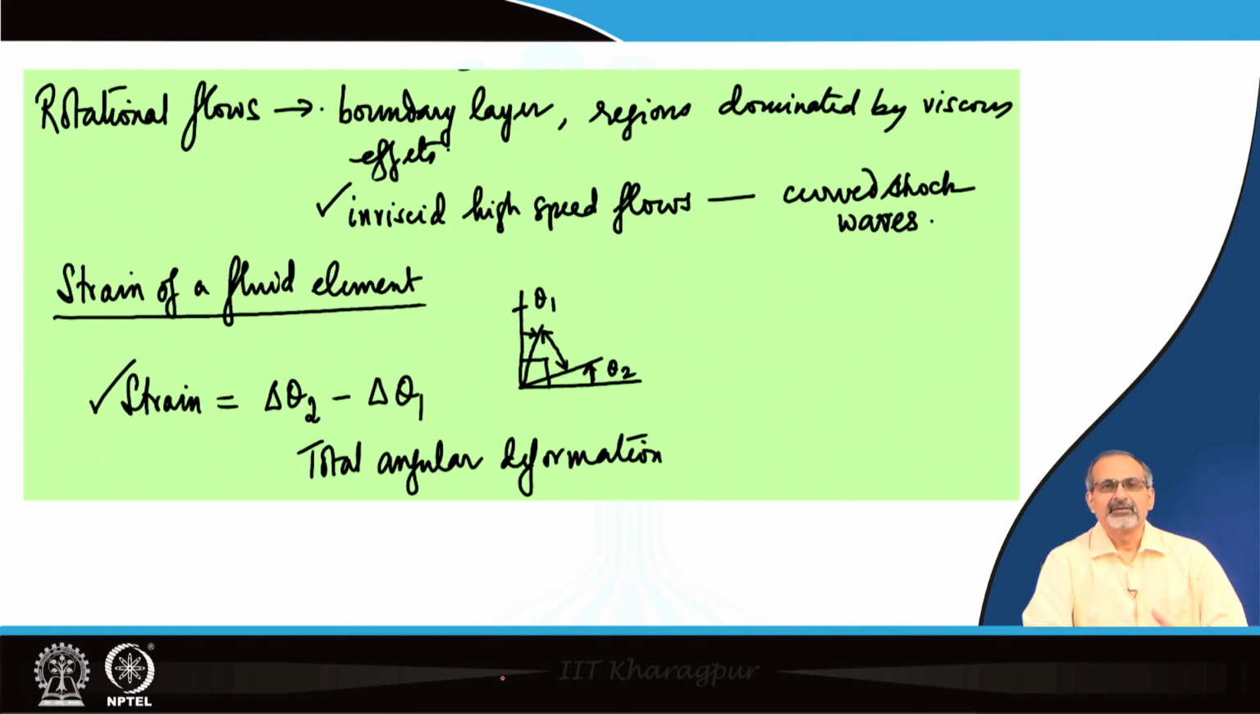In addition to the angular velocity effect or vorticity, we also talk about strain of a fluid element. When delta theta 1 and delta theta 2 are non-zero, that means the fluid element has also got strained, deformed. So, how can we evaluate that extent of strain? In this case, delta theta 2 minus delta theta 1 gives you the total angular deformation of the fluid element, and therefore that would be the strain. And since it is happening at a certain time rate, it is basically a strain rate.